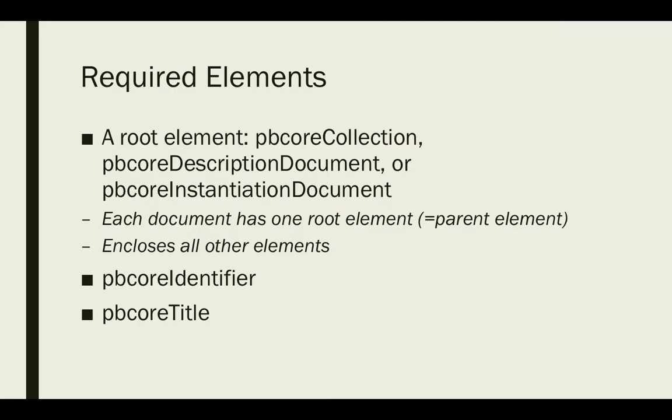As mentioned, there are 3 required elements for each document. This includes a root element. This can be PBCore collection, PBCore description document, or PBCore instantiation document. And each document has one root element that acts as a parent element to all the rest of the elements and encloses all the other elements. And then the other 2 required elements are a PBCore identifier and PBCore title.